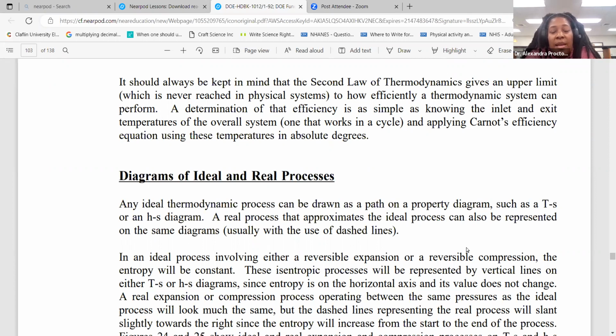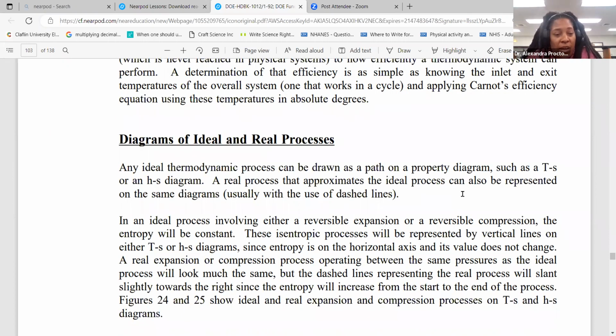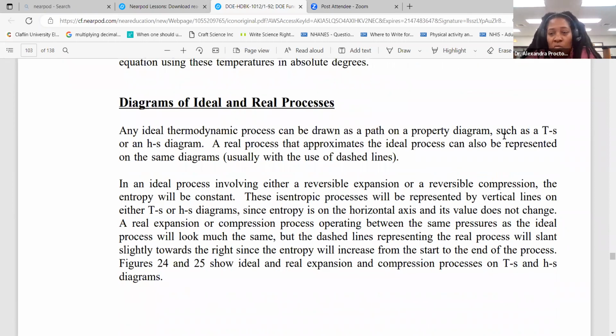And every time we talk about absolute degrees for Fahrenheit, remember we have to calculate degrees Rankine. If we're talking about absolute temperature for Celsius, we need to calculate Kelvin. Okay, and so that's why we always make sure the temperatures are in degrees Rankine.